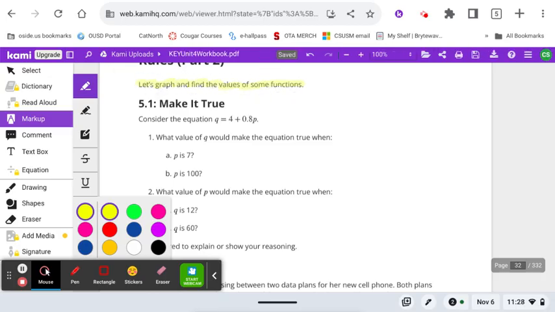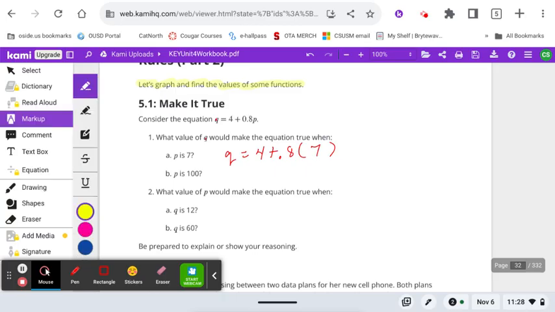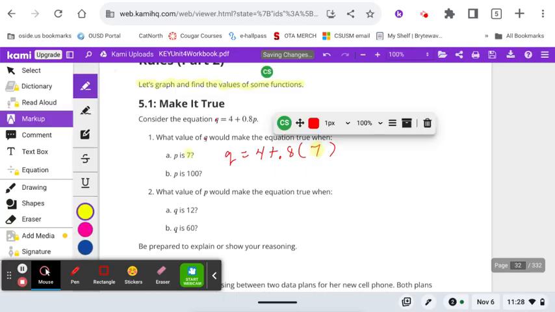But let's go to an equation to see if we remember how to plug in an input to get the output. What value of Q would make the equation true when P is 7? And so we're going to just do that. Q is 4 plus 0.8 times our P of 7. Where did that 7 come from? They asked us to plug it in.